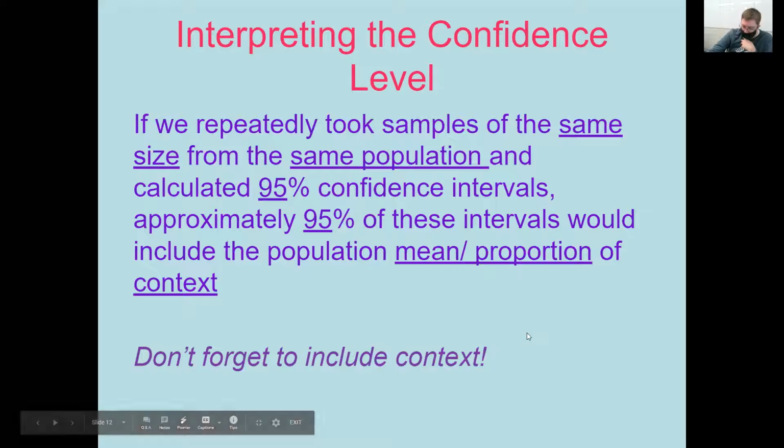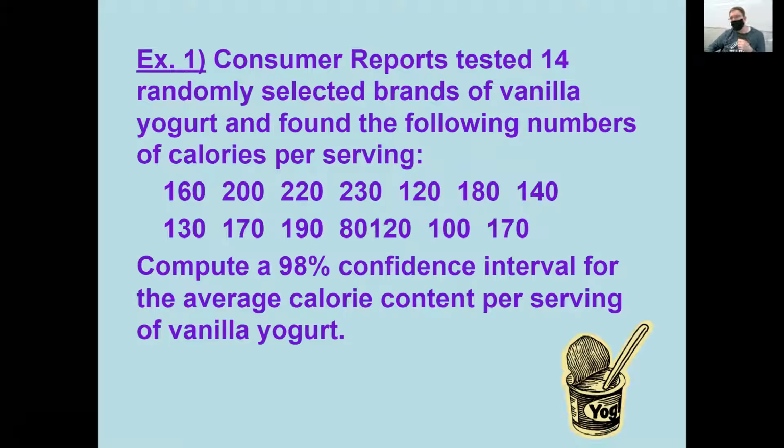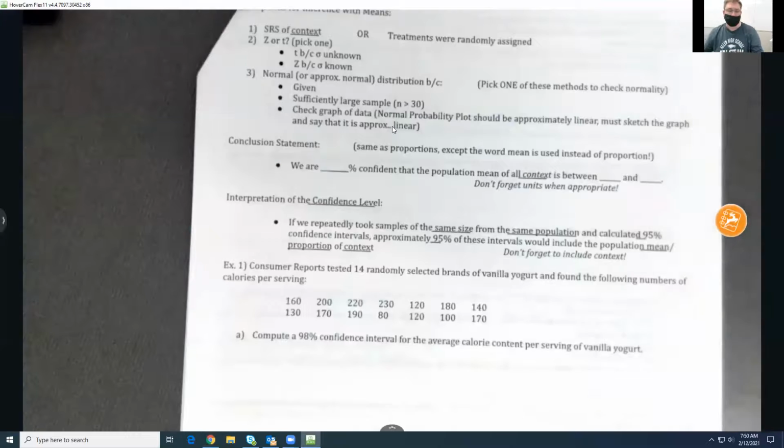So with all that out of the way, let's go ahead and work on one together. Consumer Reports tested 14 randomly selected brands of vanilla yogurt and found the following numbers of calories per serving. The first thing I notice here, and this is supposed to be a space between 80 and 120, there's not 80,000 in one of them. We're going to compute a 98% confidence interval for these. I don't have that this is normal, and I don't have 30 of these to say that it's normal. So we're going to do what you guys missed on Thursday's class. And again, it only takes about 5 minutes to show you, so you should be good. So let me switch it over to the camera and let's do one of these from scratch.